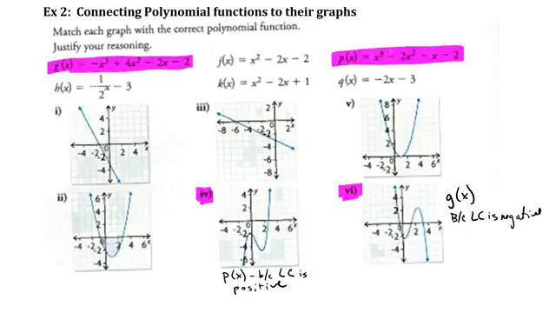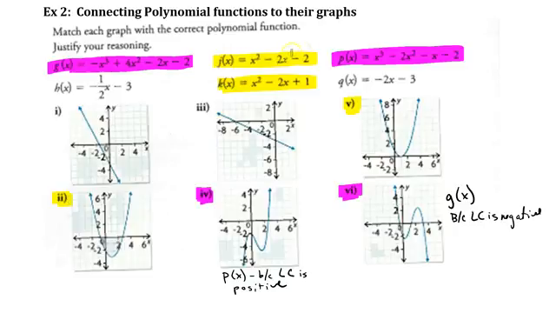Let's look at another type. We have this one right here: x squared minus 2x minus 2 and x squared minus 2x plus 1. We know that the shape of anything x to the power of 2 is going to be a parabola. So we have a parabola here and we have a parabola here. Now before we crack open our graphing calculator, let's just see if we can distinguish here.